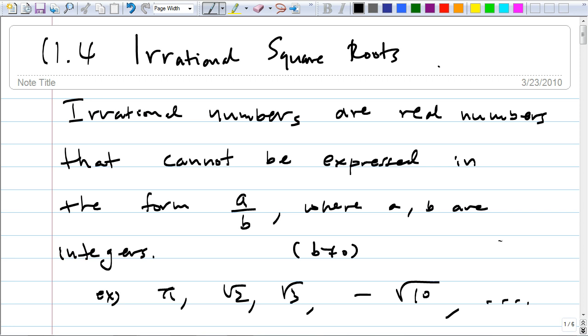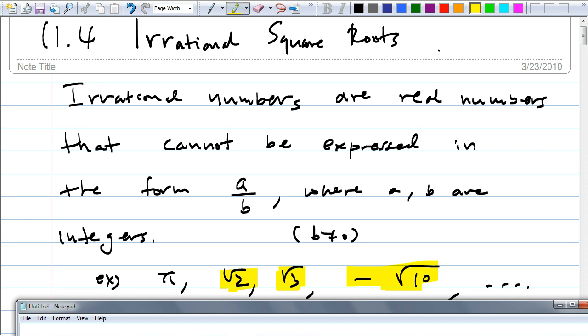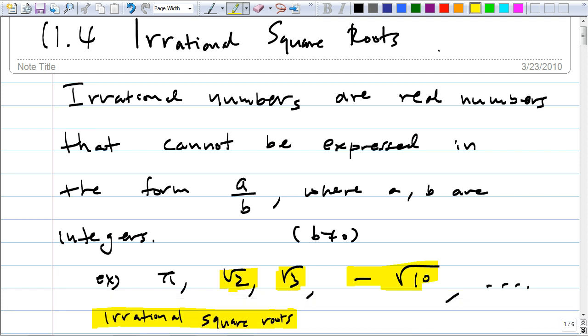So I highlighted these square roots. Guess what these square roots are called? Square root of 2, square root of 3, negative square root of 10. Not square root of 4, right? Guess what these are called? Yes, irrational square roots. Okay, so these are irrational square roots. That's what we're talking about today.